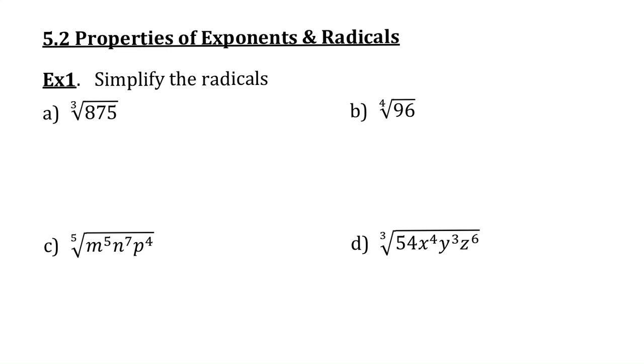Okay, 5.2 properties of exponents and radicals. We're going to do a quick review of them. For example, when we simplify the radical, the third root of 875, if you want to double check it in your calculator, it does not come out evenly. But we want to see if there's any perfect cubes that divide into 875.